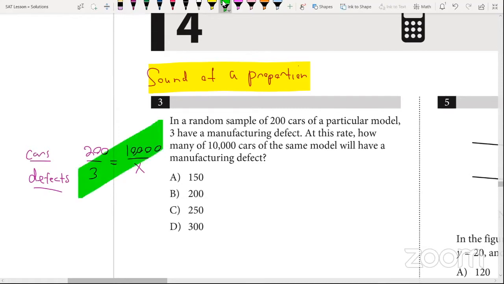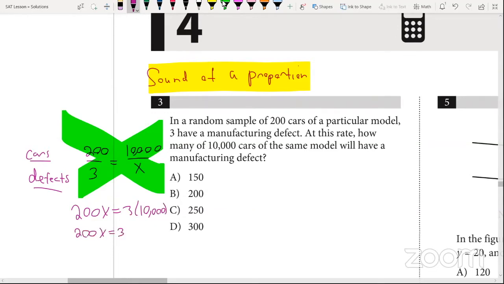And once again, we have a proportion, so we can cross multiply. So 200x equals 3 times 10,000. Multiply the 3 times 10,000, 200x equals 30,000. And now we're dividing both sides by 200. 30,000 divided by 200 is 150. So the answer to number 3 is going to be A, 150. Now we're going to number 4 here.